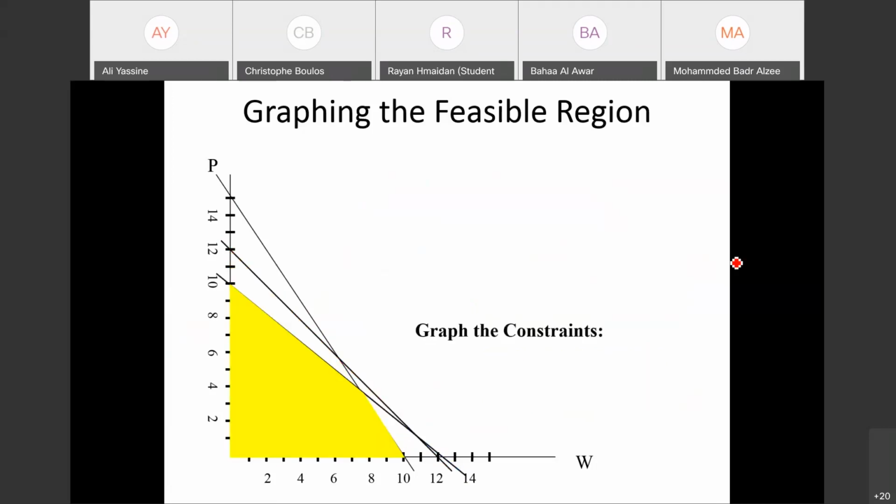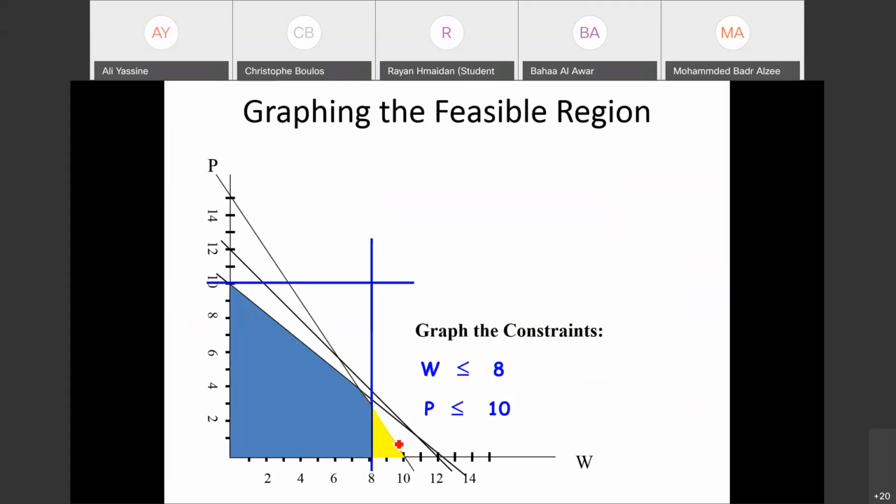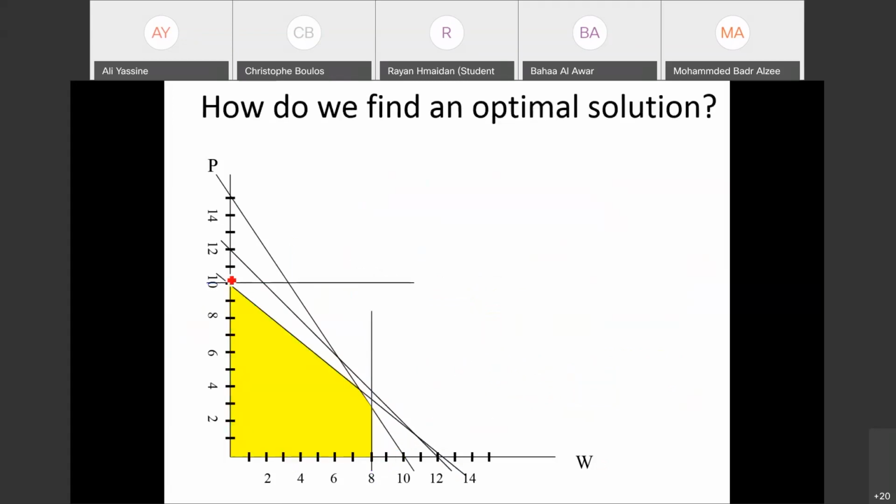Do we have more constraints to plot? Yes, we have W less than 8. It was 8,000, but since we made it in thousands, it's W less than 8. So we have this line over here, W less than 8, a vertical line, and a horizontal line. They chip away from that region; only the yellow part is at the boundary, it didn't matter. Now we have all our constraints, and this is the final feasible region.